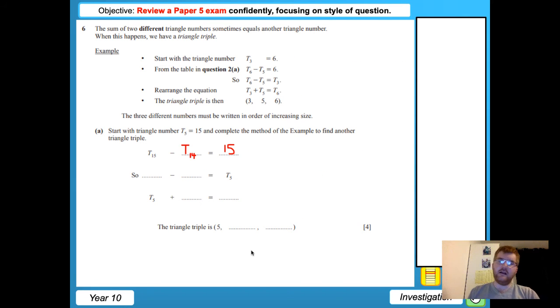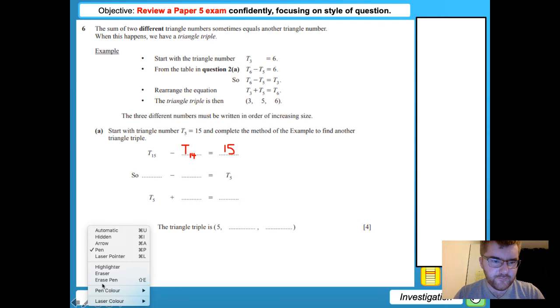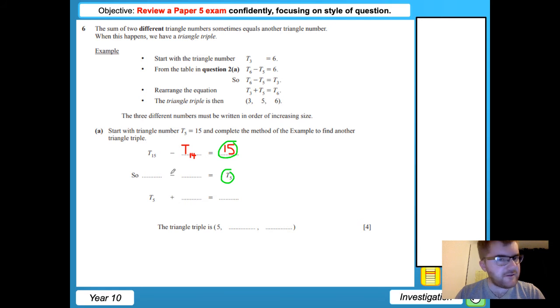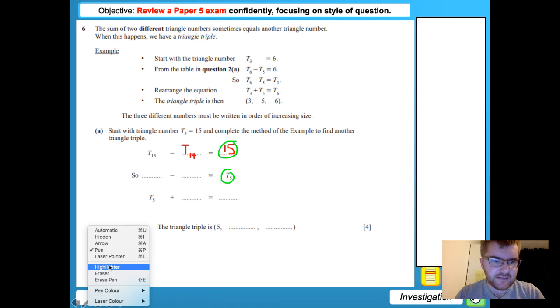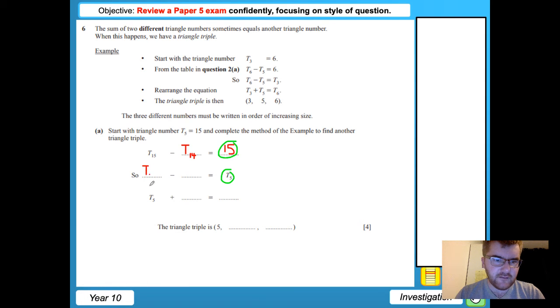There we are. Okay. Now our next step is to replace this 15. I'll use a different colour. Do like fun with colour. To replace the 15 with T5. So notice everything else stays the same. We're just replacing that. So with that in mind, we're going to write T15 minus T14 is equal to T5. And then notice this step here, we're going to write it in order.